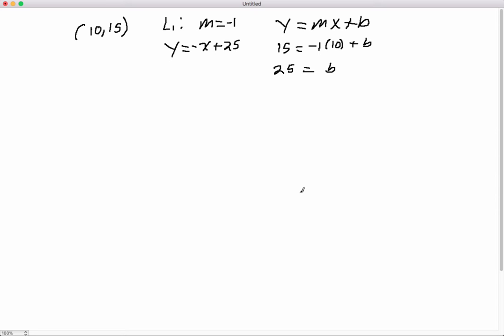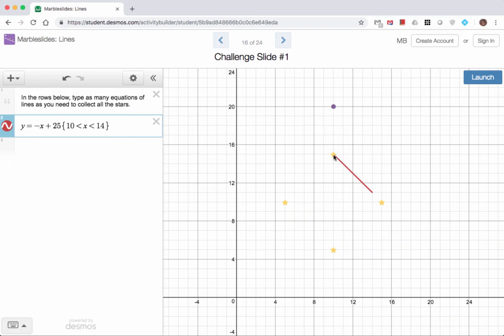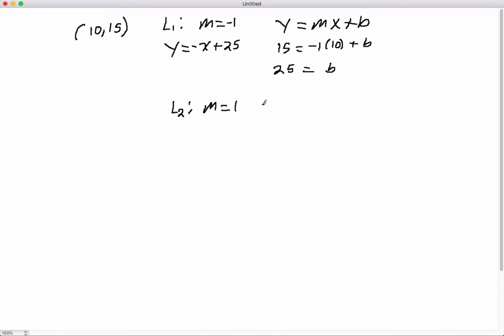And in line 2 here, we see that the slope was a +1. Okay, convince yourself of that. Come over here and check and make sure that you see that the rise over the run is 5/5 in this case. And we also know that we're going through, again, this same point, okay?